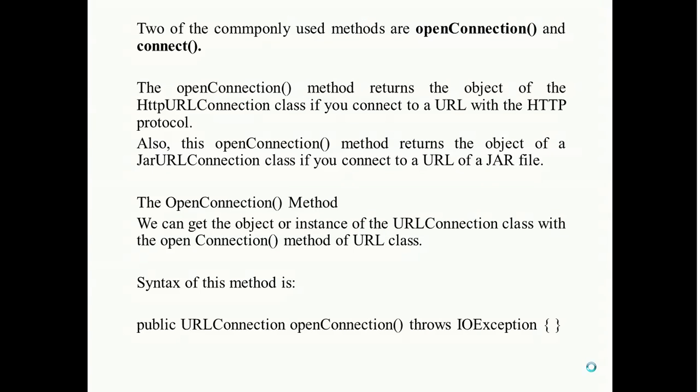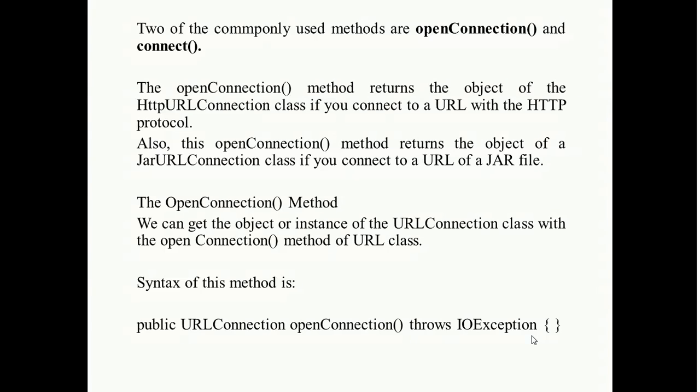When you connect the URL with a jar file, we use the JarURLConnection using the openConnection method. And the openConnection method returns the HttpURLConnection if you connect with the HTTP protocol. We can get the object or instance of the URLConnection class with the use of the openConnection method of the URL class. The syntax of the openConnection method is: public URLConnection openConnection() throws IOException.